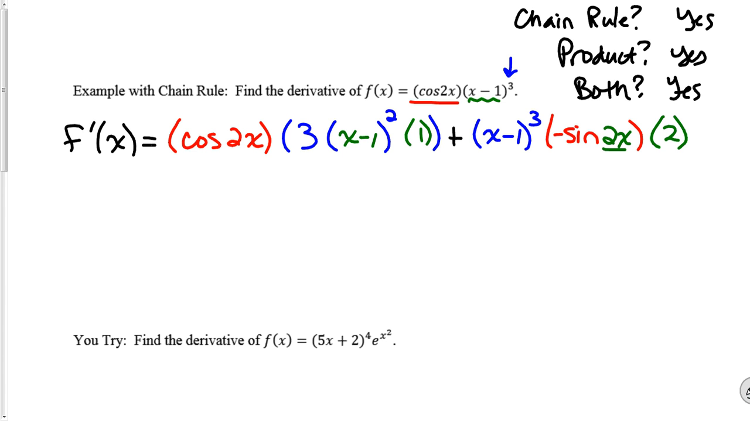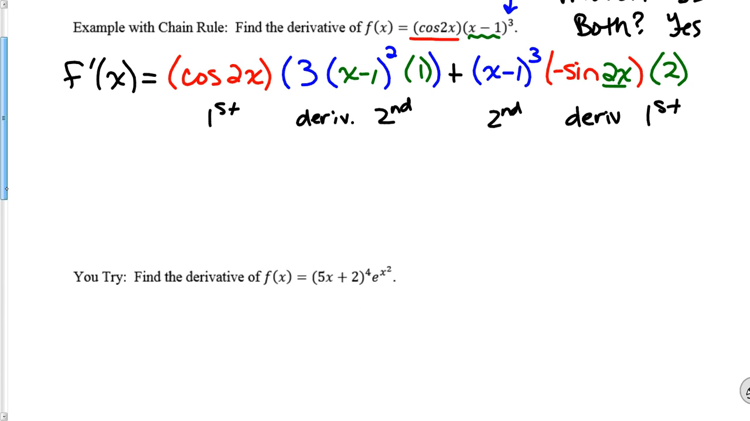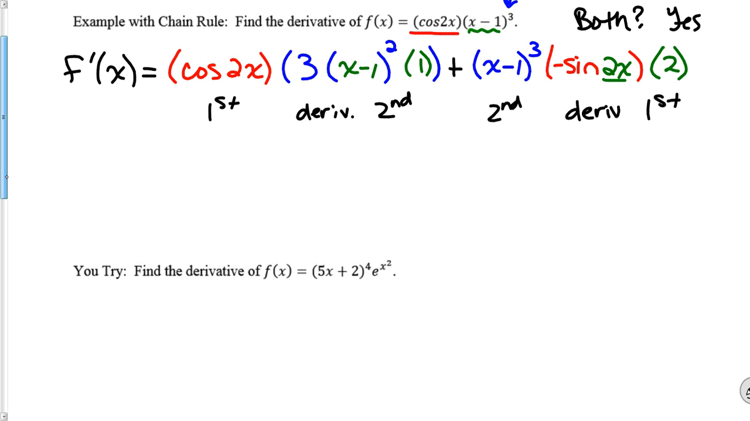So just as a check, I did the first times the derivative of the second plus the second times the derivative of the first. And again, you don't need to simplify. You may leave it just like that. So, scroll down a little bit. I would like for you to now do this U try. Please pause the video here to complete this U try.